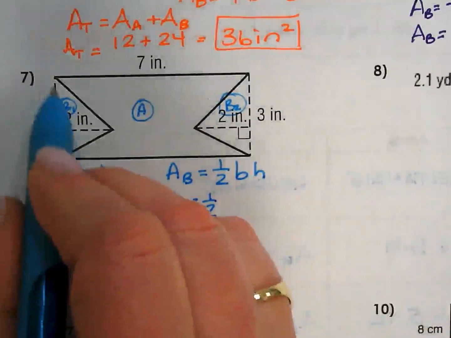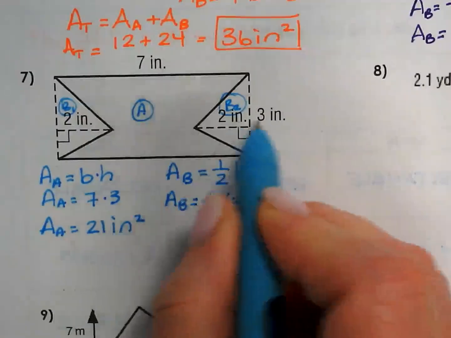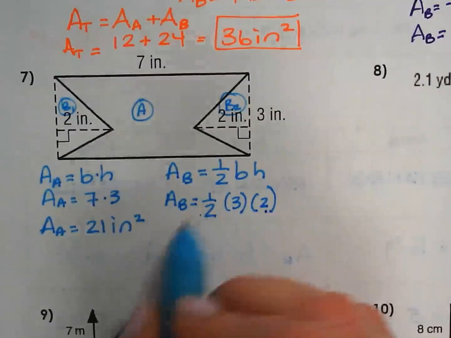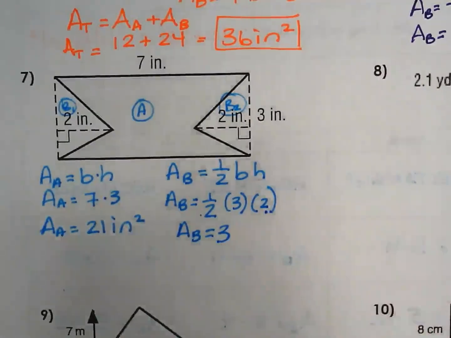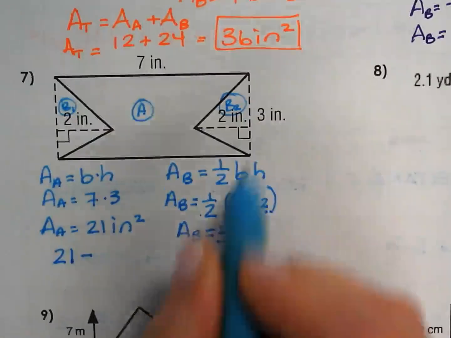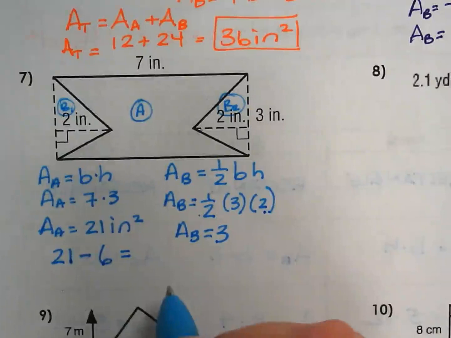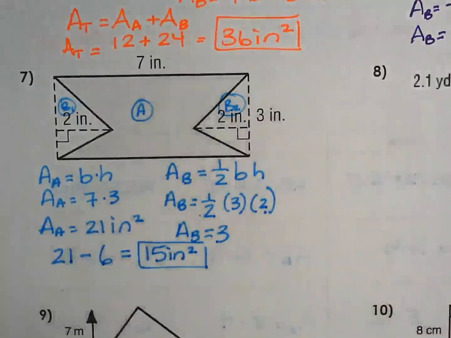The base in this case is 3 and the height is 2. And half of 2 is 1 and 1 times 3 is 3. So the area of both of those triangles is going to be 3. So the total area is going to be 21 minus the 2 triangles, which are each 3. So it's really minus 6, okay, which will equal 15 inches squared. All right, let's take a look at the next problem.